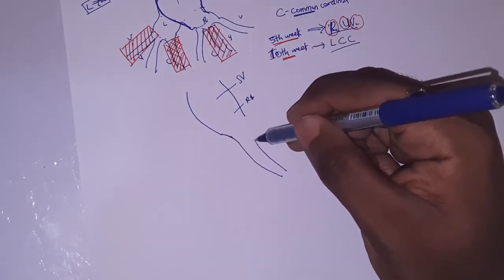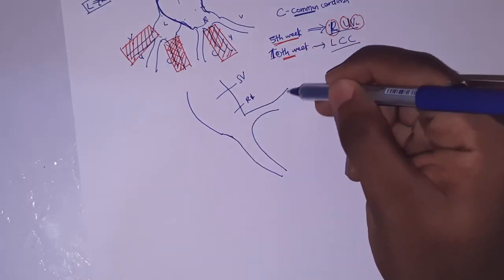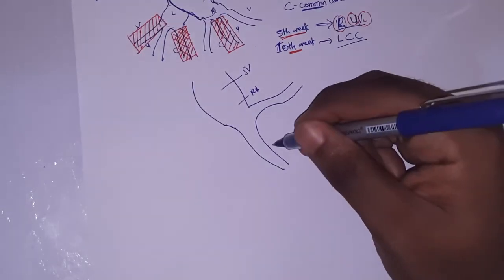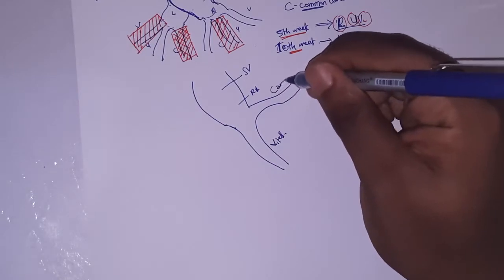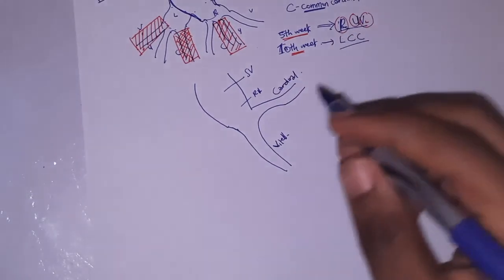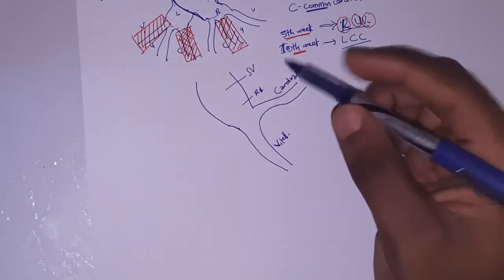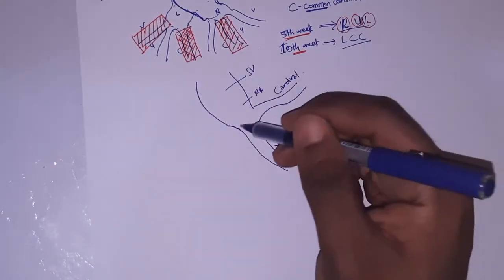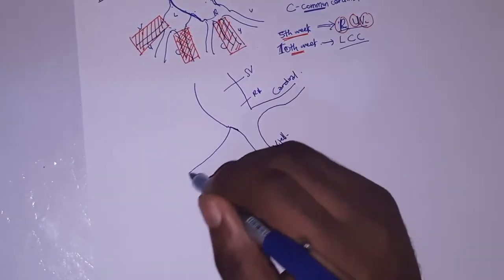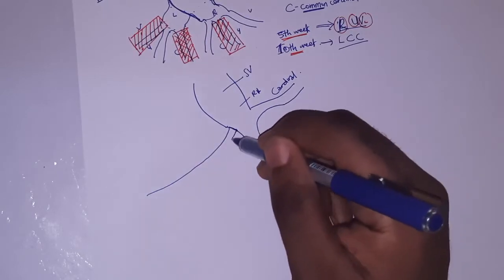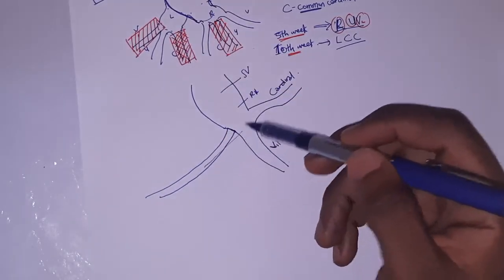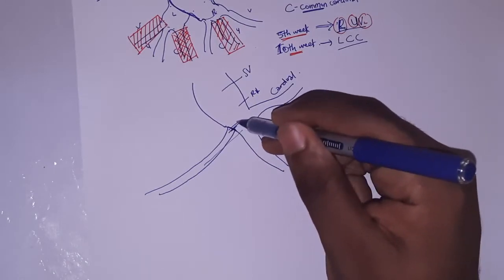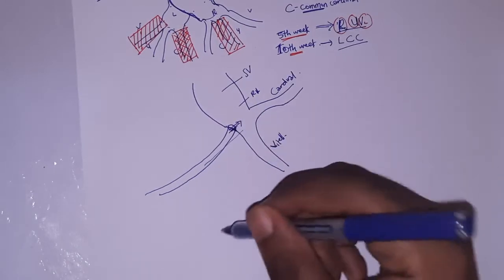So you have something like this, right? Vitelline, cardinal. But the left now connects to the right, as opposed to connecting directly to the sinus venosus. It now connects to the right.